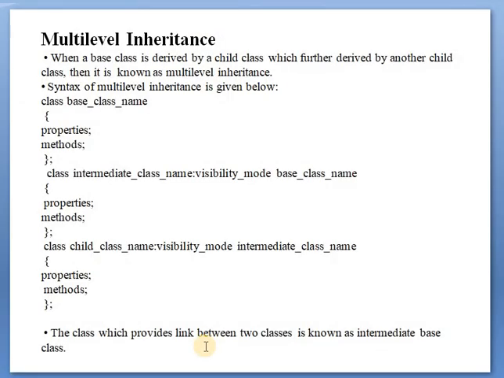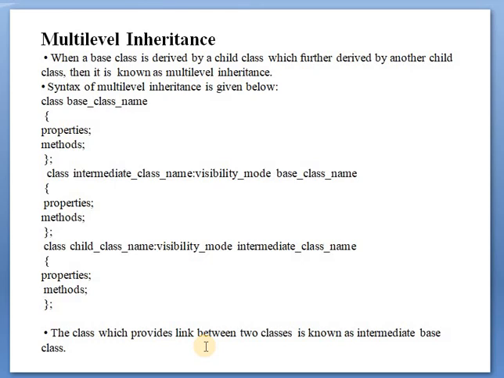Now we will see the next type of inheritance, that is multi-level inheritance. When a base class is derived by a child class which is further derived by another child class, then it is known as multi-level inheritance. When a base class is derived by a child class which is further derived by another child class, means what?